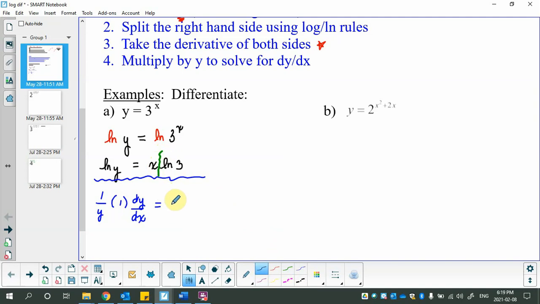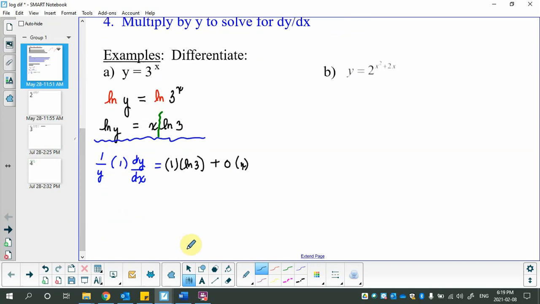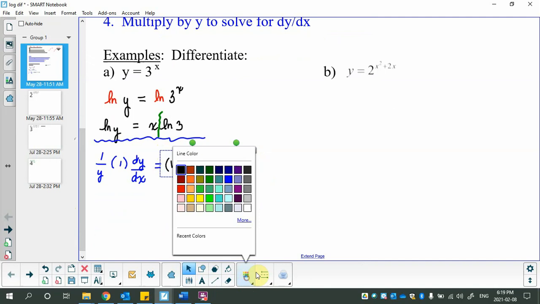Derivative of the front multiplied by the back, plus for product rule, the derivative of the back, which has no x's. Ln 3 is just a really fancy looking number, and the derivative of a number is 0, times the front, which is an x. Now, it doesn't really matter what you put there because 0 times anything is 0. So the next line for me, and I have no idea why this changed color, so let me be consistent.